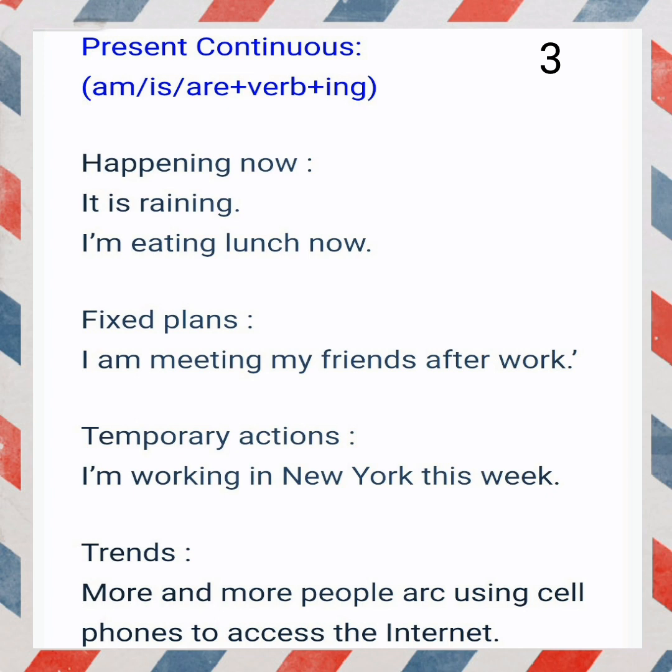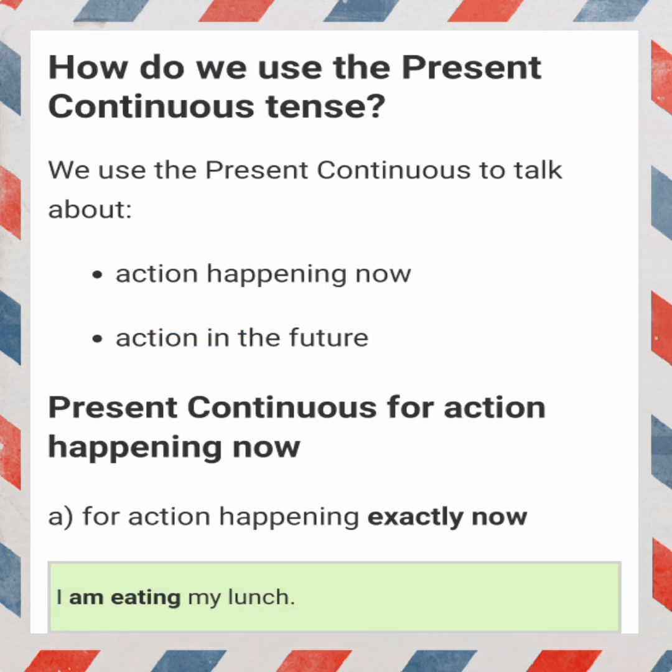Is raining, am eating, am meeting, am working, and then at last sentence, are using. These are the format of present continuous. Present continuous is used for what is happening now, then for fixed plans, then for temporary action, and also for trends.